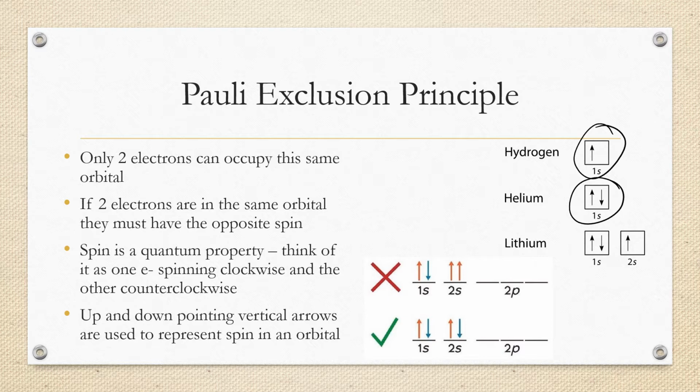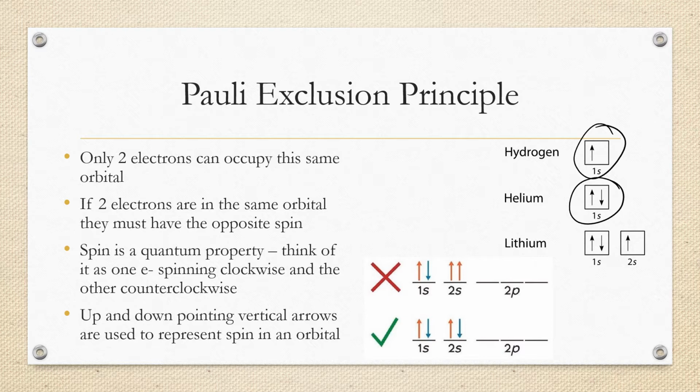So the second part has to deal with how these electrons fill the orbital. They must have opposite spins. So spin is just a quantum property, so it has to deal with the type of particle that electrons are and how they behave. So think of it as one electron is spinning clockwise and the other is spinning counterclockwise, and that will just help eliminate some of the confusion.